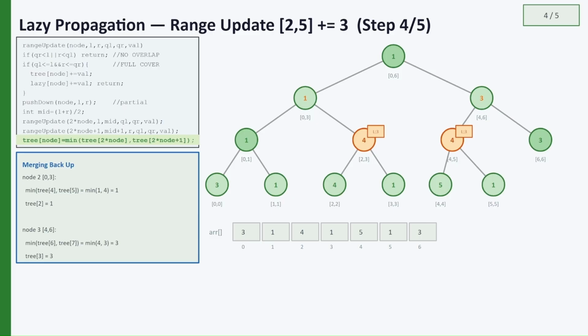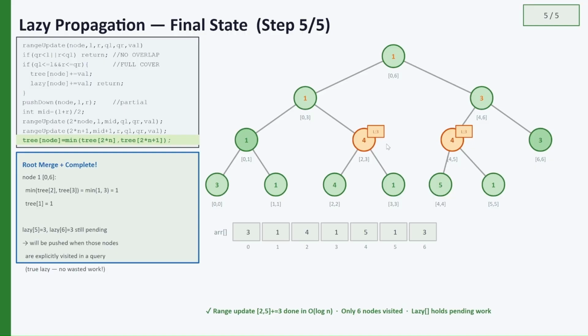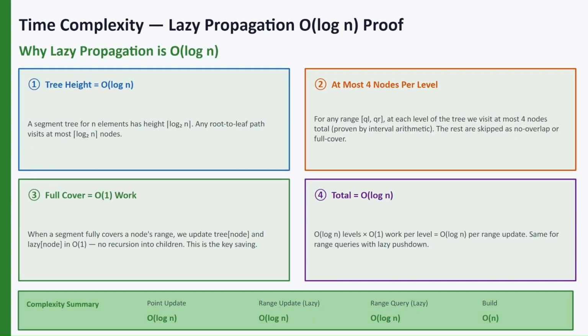So now the tree is reflecting the current minimum at every level. But the lazy batches on nodes 5 and 6 still remain. They will be pushed down to their children only if and when a future query visits those nodes. That is the whole point, with deferred work we may never need to do. 6 nodes visited, O of log n in total, which is comparably less than the n log n of the naive approach. So why is lazy propagation order of log n?